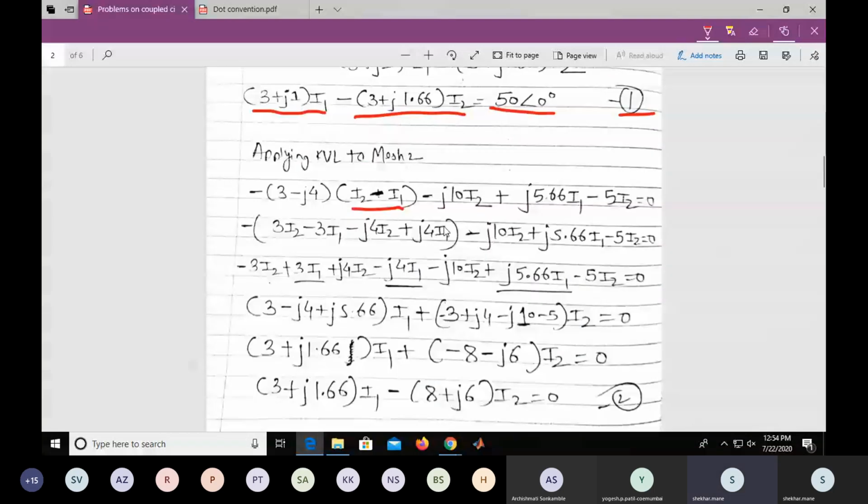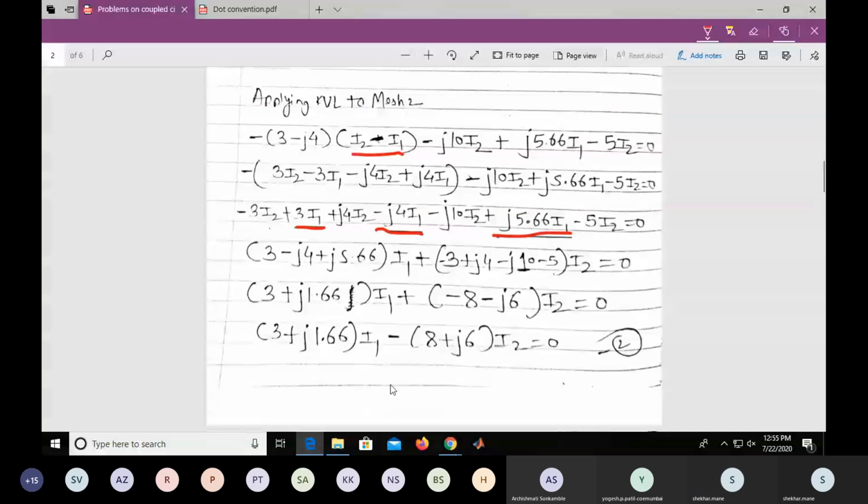So after solving this, solve each and every step so that you can avoid errors. Then take these I1 terms common. These are the I1 terms. Take I1 terms common. So you will get 3 minus J4 plus J 5.66 into I1 plus, and then take these I2 terms common. Then you will get this. And this is your second equation.